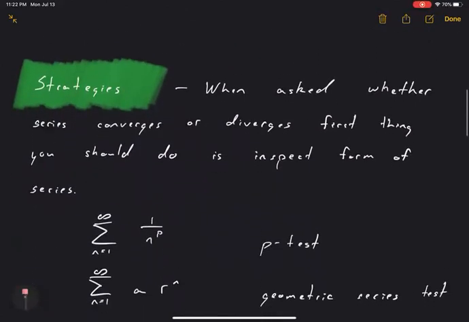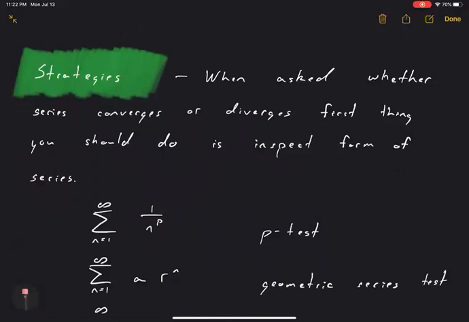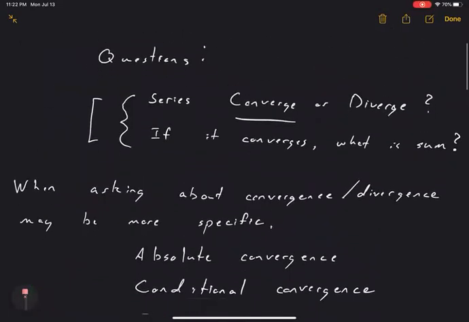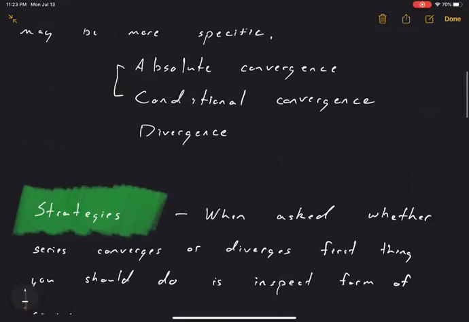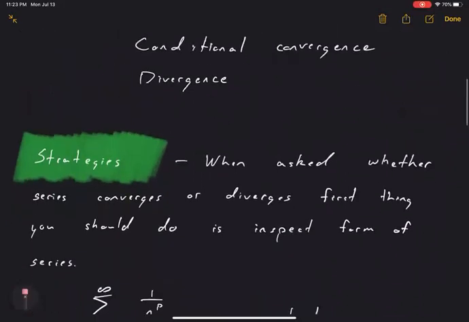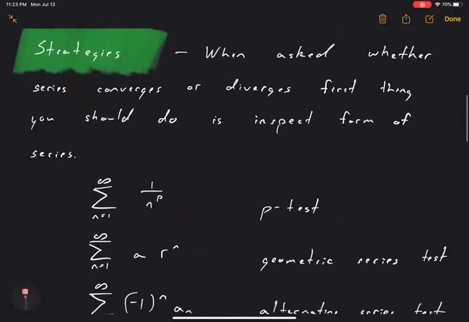So let's talk quickly about some strategies for testing series for convergence or divergence. Going back to these questions, this is the main question we're concerned with for series, whether they converge or diverge. In certain special cases, we can find the sum, but usually we can't find the sum, so usually we're just concerned with that first question. Does the series converge or diverge? And then, as I said, sometimes we get specific about that convergence. So really what we're concerned with is convergence or divergence.